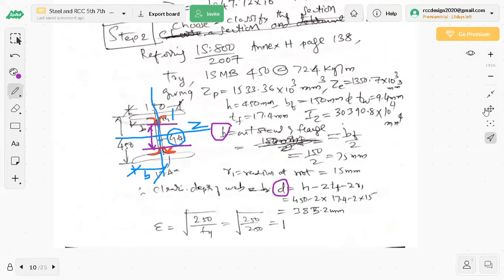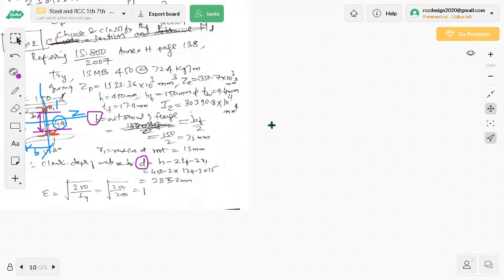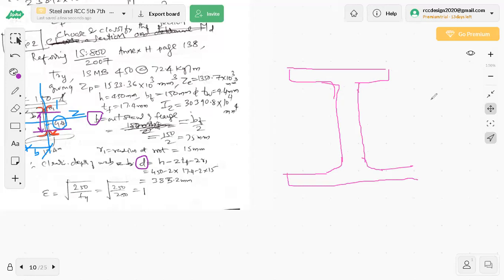What is d? I'll show it here. For that, I should start annotation. Observe here, what exactly I mean by d. I'll draw this I section. Slightly it is curved actually. Just observe this. This is H, which is directly available in the ISMB table.